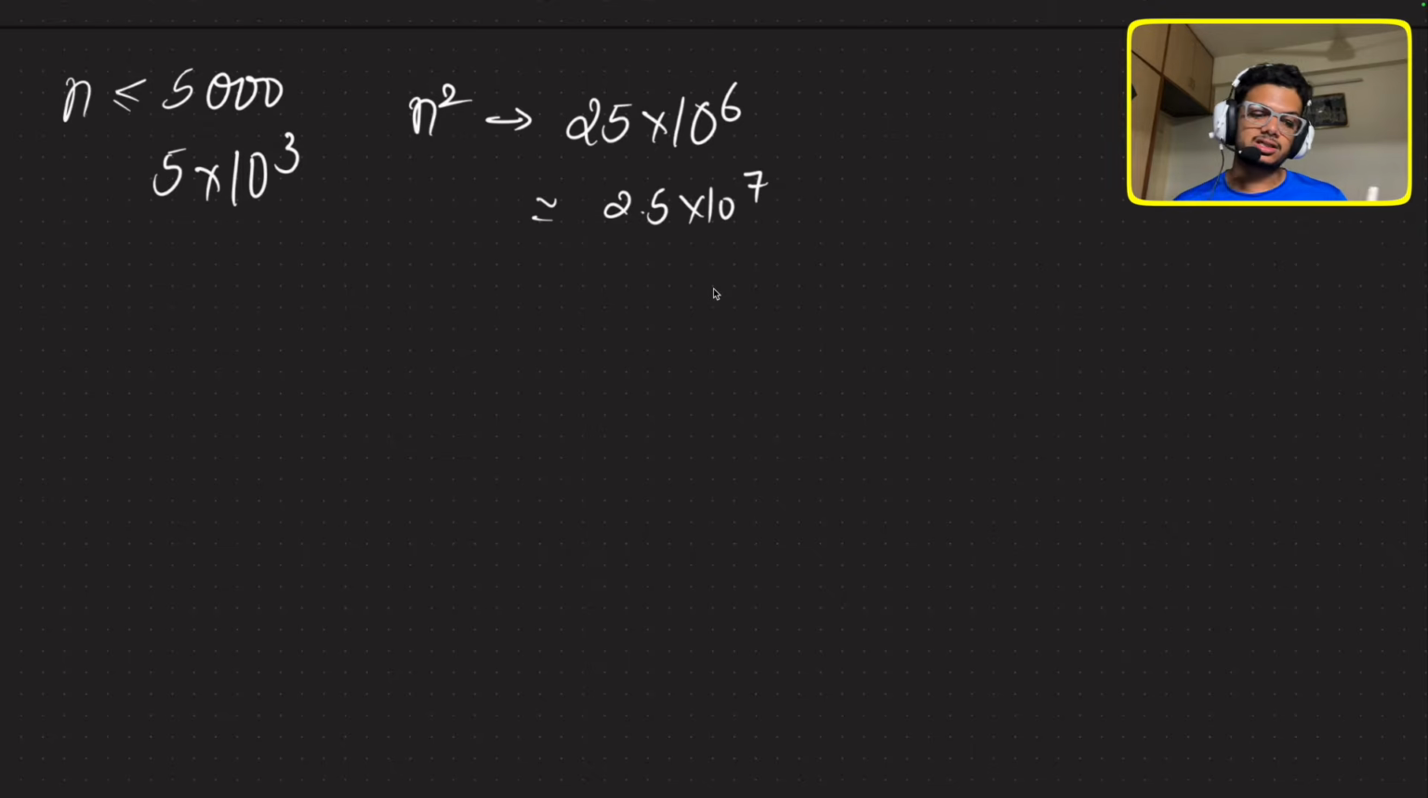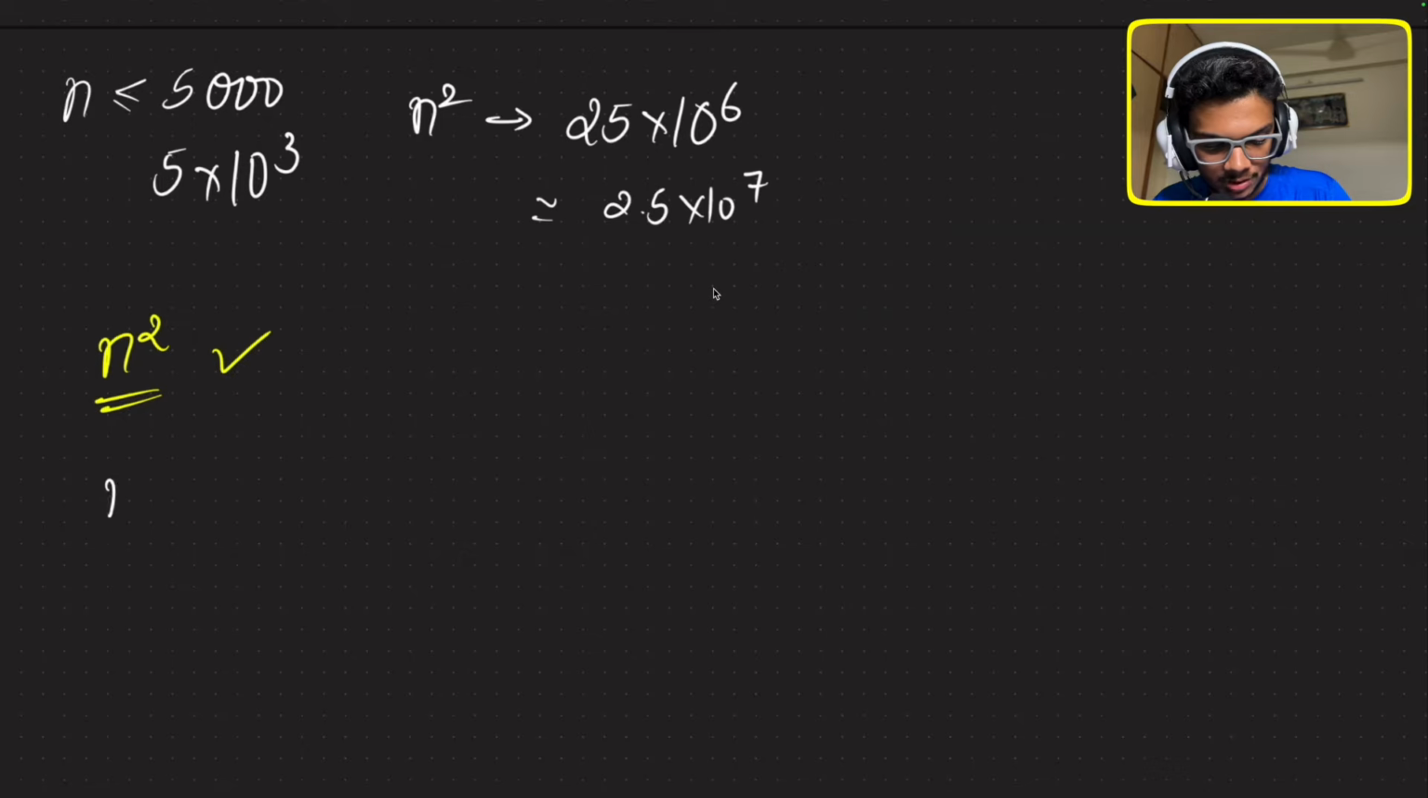Because in 1 second, which is the time limit of this question, you can do at most 10 power 8 operations. So even if you employ an order n square solution, it's going to work. That's interesting, right? So present me anything better than n square. Order n cube is definitely not going to work. You can clearly see it's going to exceed 10 power 8. But what about n square log n? Can you do n square log n?